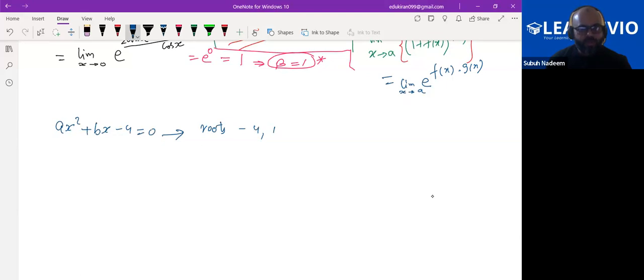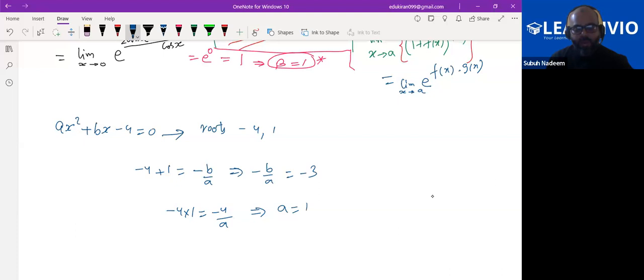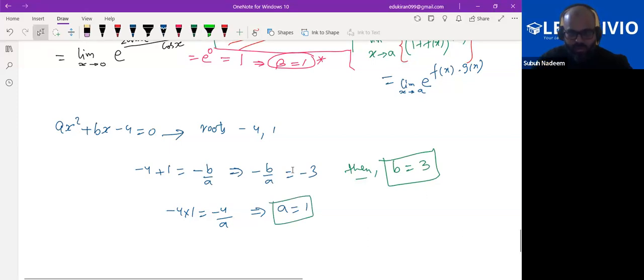So sum of the roots, -4 plus 1, is equal to minus b by a, which means minus b by a is equal to -3. And product of the roots, -4 into 1, is equal to c by a, that is -4 by a. So a will come out to be 1. Now if a is 1, then b will be equal to 3. So b is equal to 3 and a is equal to 1. So yes, D option is the correct option.